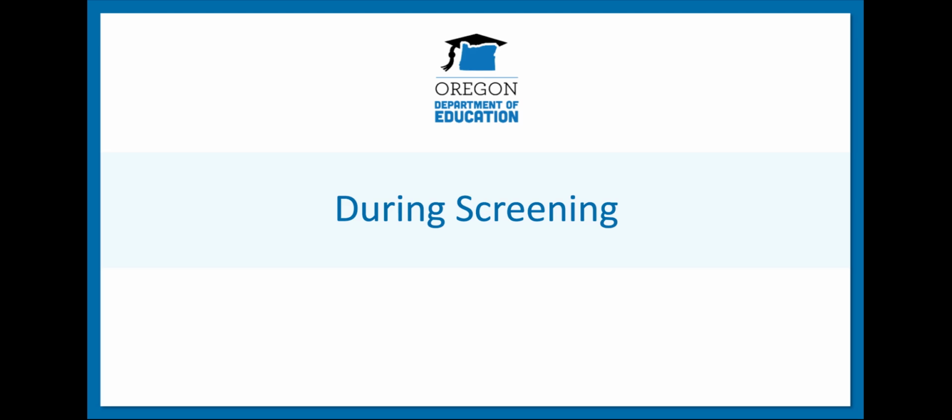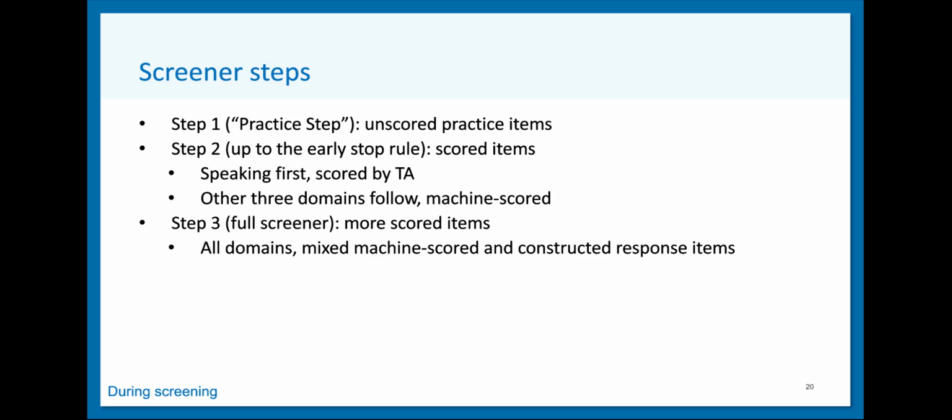Now, let's move on to the test itself. The ELPA screener is divided into 3 steps. From the student's point of view, the division between these steps may not always be clear. However, it is useful for the TA to understand where the test transitions from one step to another and why they exist.